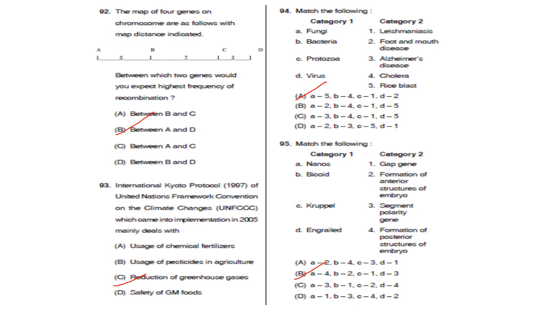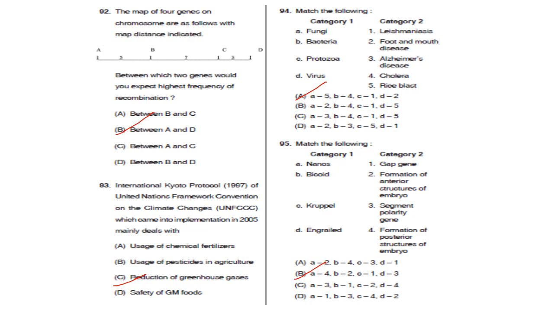The next one, International Kyoto Protocol of United Nations Framework Convention on Climate Change, which came into implementation in 2005, mainly deals with reduction of greenhouse gases. Answer is option C. Then 94, match the following. Fungi, rice blast, option 5. Then bacteria is cholera, protozoa is leishmaniasis, virus is foot and mouth disease. So answer is option A.